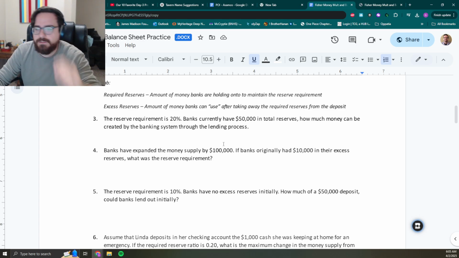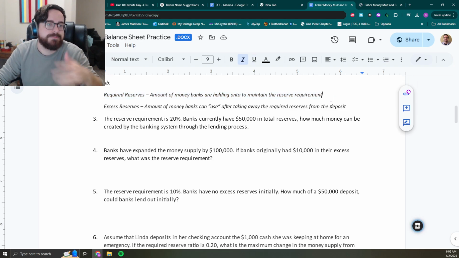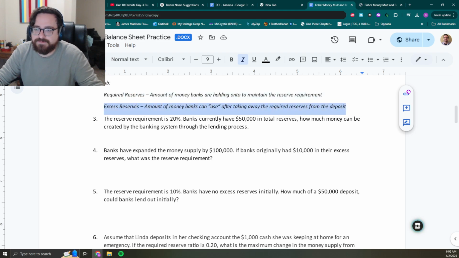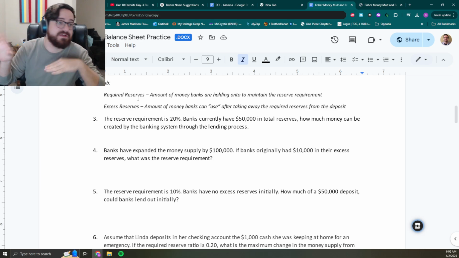So the keywords here that I mentioned are the required reserves, which is the amount of money the banks are holding on to maintain the reserve requirement. So if the reserve requirement is 10%, then 10% of deposits would be the required reserves. And the excess reserves is the amount of money the banks can use after taking away the required reserves. So if that reserve requirement is 10%, the excess reserves would be everything else, the 90%.